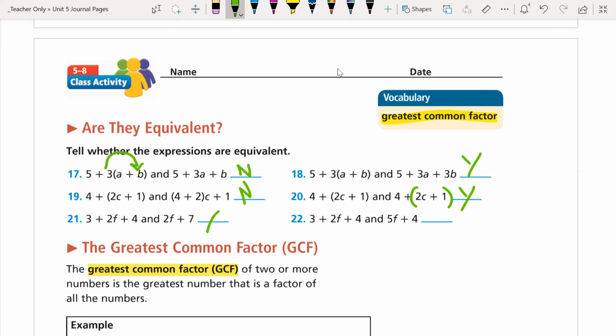Number 21, yes, those are, because these were properly distributed. We took 3 and 4 and combined those, and we were left with 2 and 7, because 3 and 4 is 7. Number 22 is no, because 3 plus 2F plus 4, there are only 2 F's. So it makes it really strange that they would put 5 F's over here when there wasn't to start with. We cannot just mass produce those. They don't come out of nowhere.